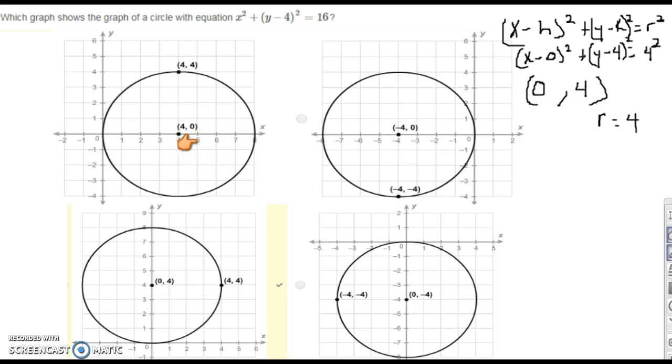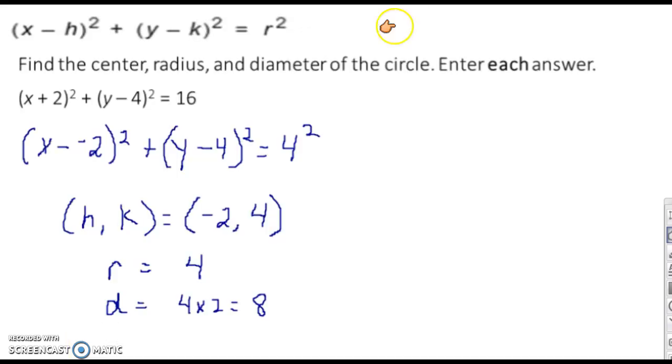This graph is at 4, 0, so that's not the right one. This graph is at -4, 0. This graph is at 0, -4, and this is the only graph that has our center in the right place. We can double check our radius. 1, 2, 3, 4, all of them had a radius of 4. So this is the correct graph.